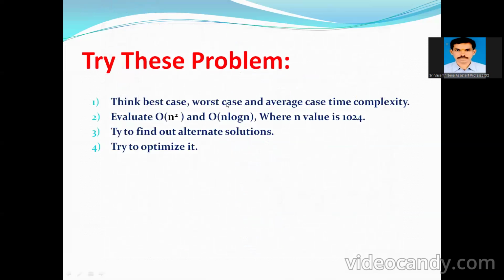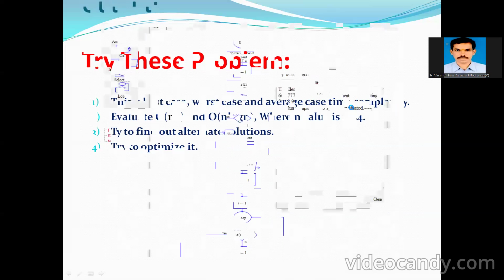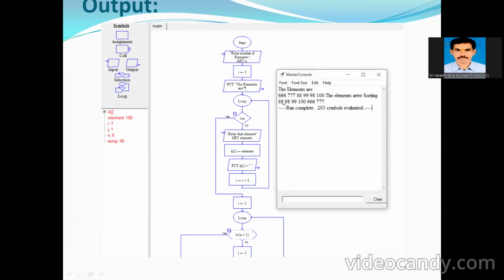Think about the best case, worst case, and average case time complexities. Suppose here the best case, assume that the elements are already given in order: 88, 98, 99, 100, 666, 777. If the n value is 6, so we need to compare. 88, 98, swap is not required. 98, 99, swap is not required. 99, 100, swap is not required. 100, 666, swap is not required. 666, 777, they are in order, swap is not required. If there are n elements, we did n minus 1 comparisons.